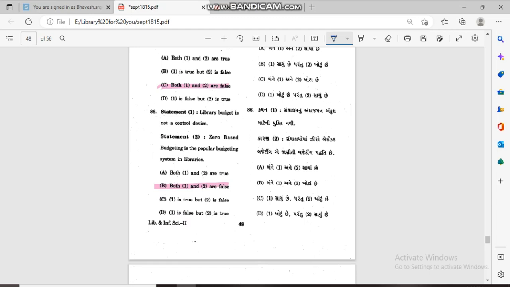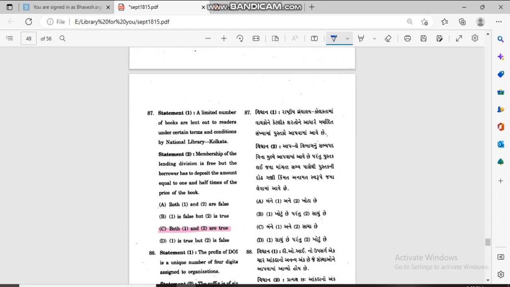Library budget is not a control device. Zero-based budgeting is the popular budgeting system in libraries. Both are false.